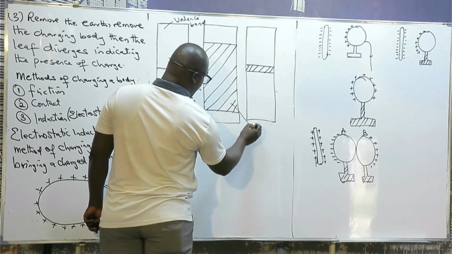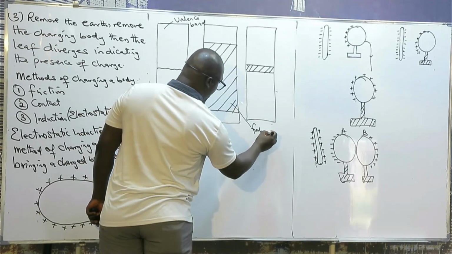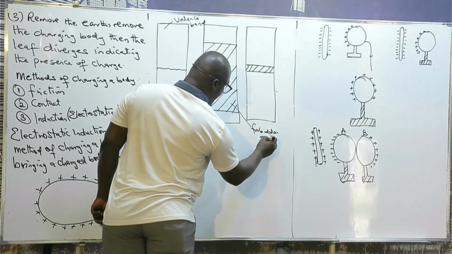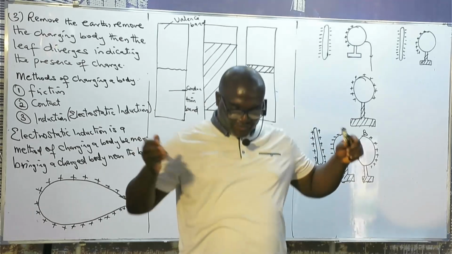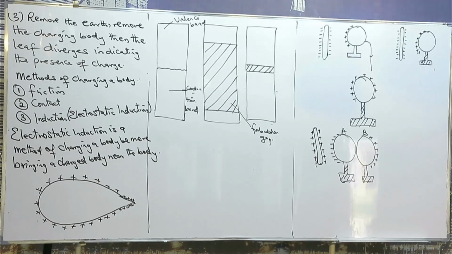Now we have the forbidden gap. Now, this explains the 3 materials we have. We call this the band theory, B-A-N-D. Now, in a conductor, electrons are found in the valence band.